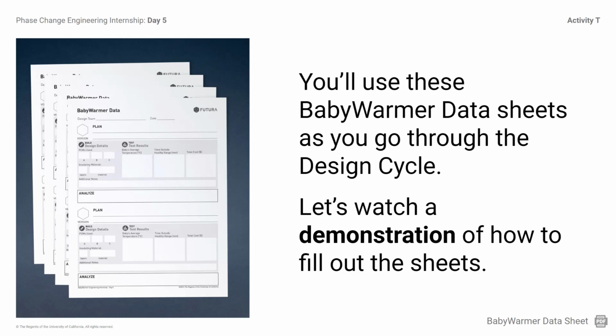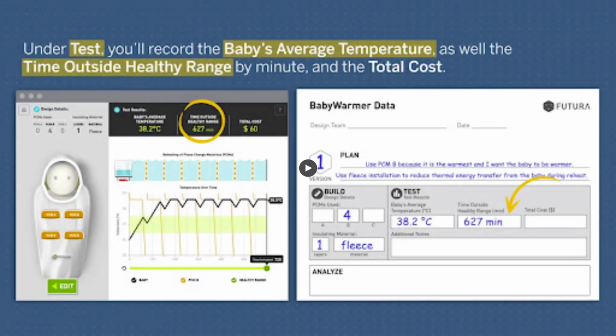You'll use these baby warmer data sheets as you go through the design cycle. Let's watch a demonstration of how to fill out the sheets. These data tables reflect the steps of the design cycle. These sheets are extremely important for tracking versions of the design because they are a record of the strategies used in different designs. Students, play the video.